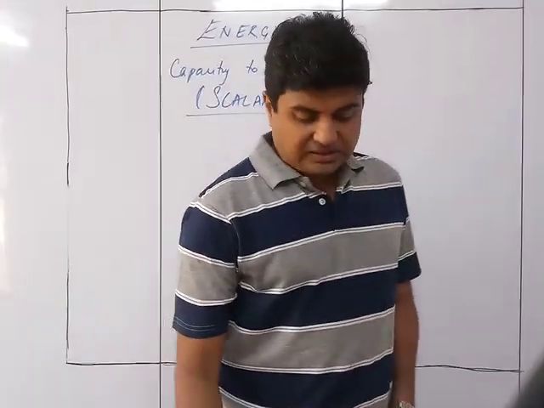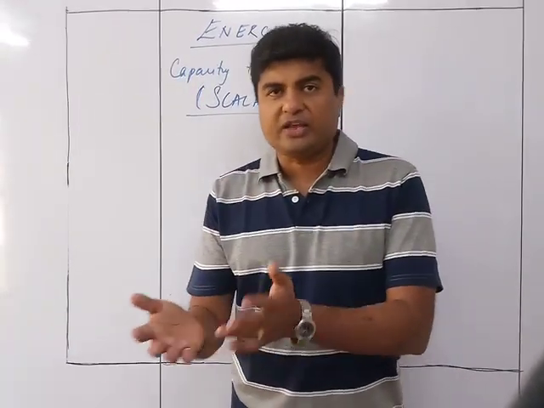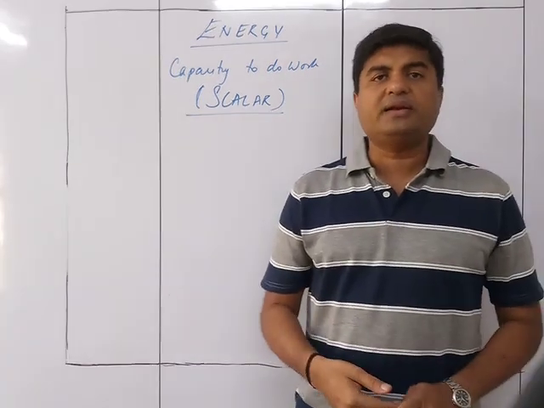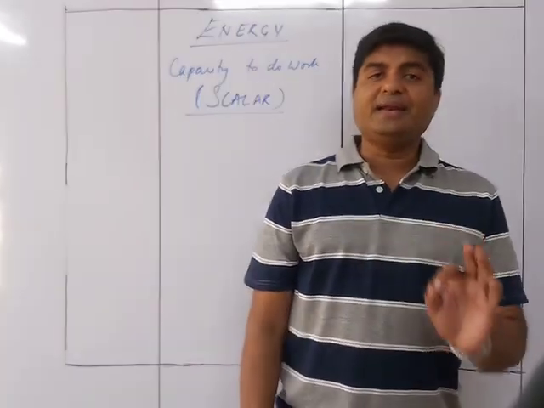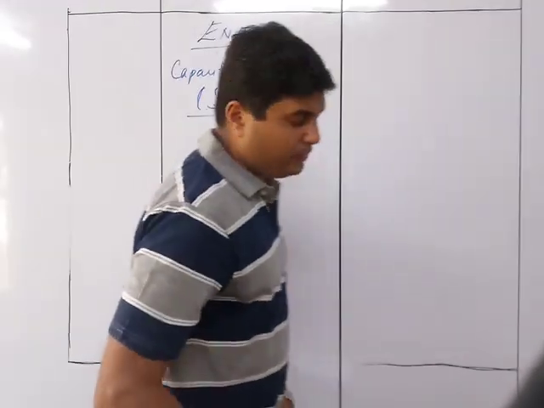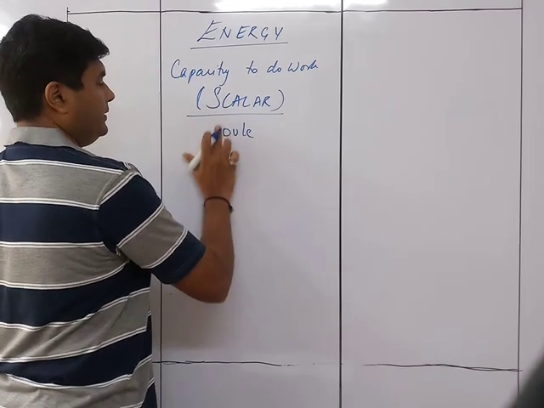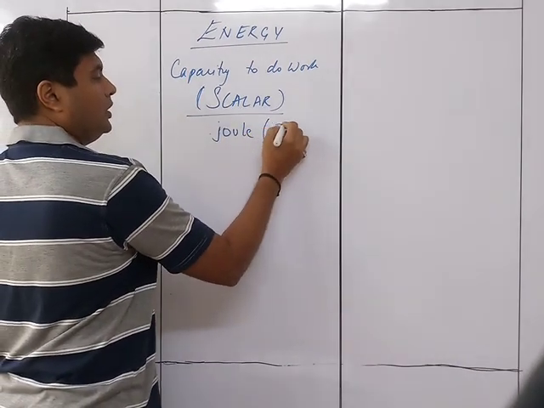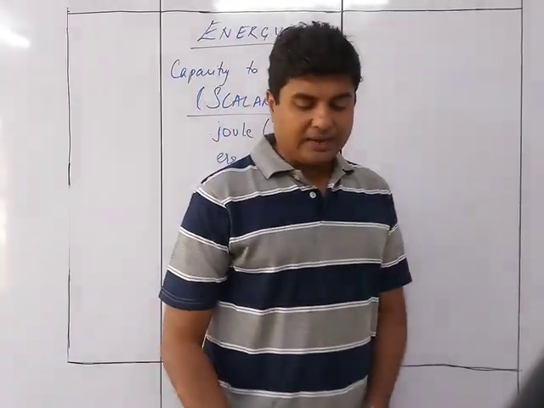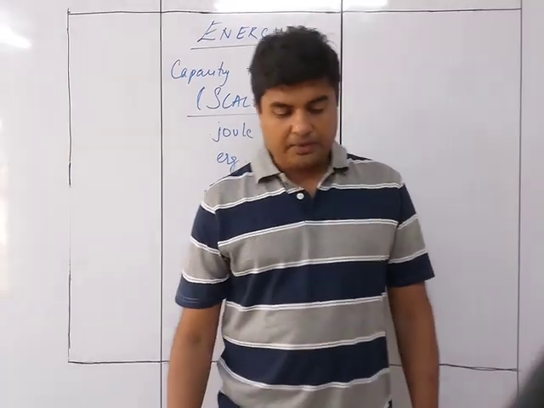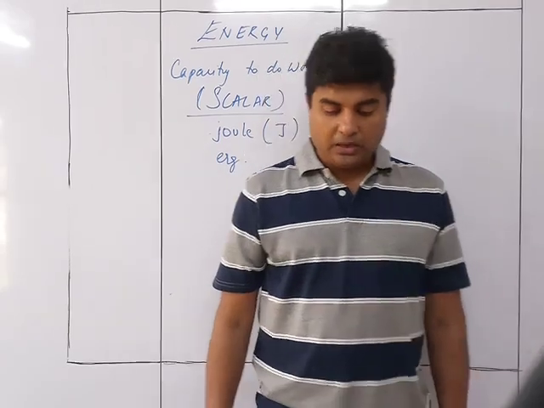So since over here, if I say that energy is the same thing as work, automatically energy will also be having the same units. So accordingly, energy and work have the same units, that is joule and erg. So joule and erg are the units of energy. So SI unit will be joule and the CGS unit will be erg.